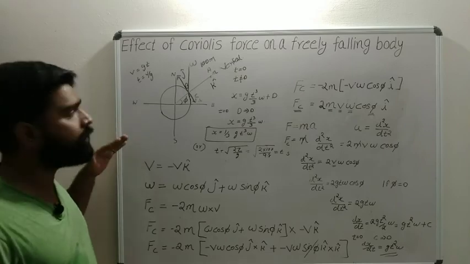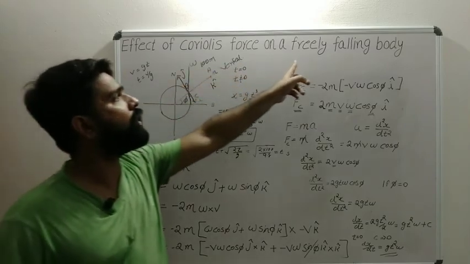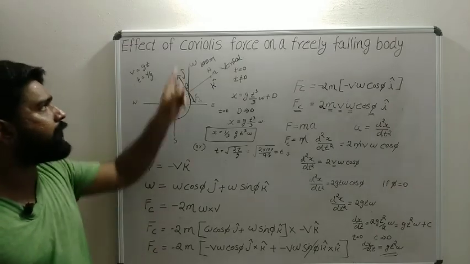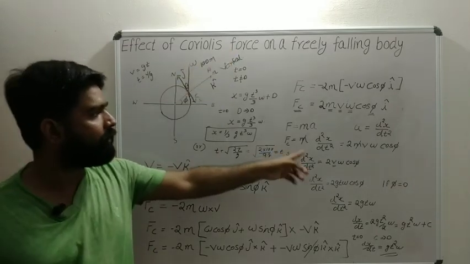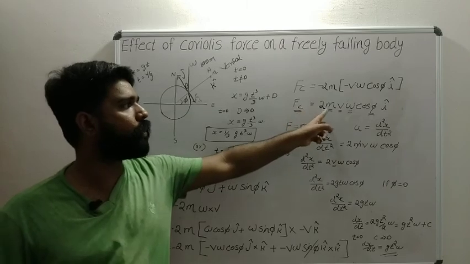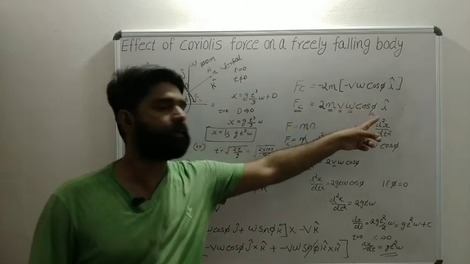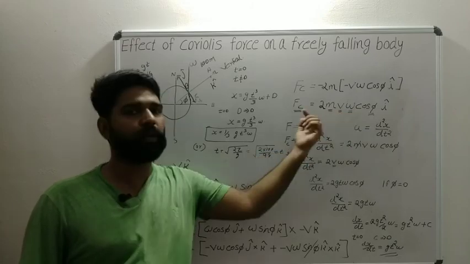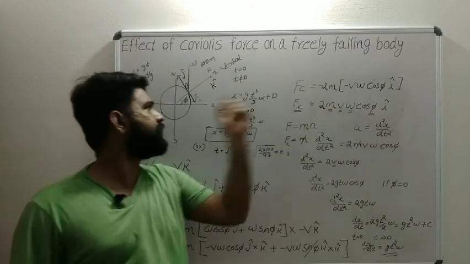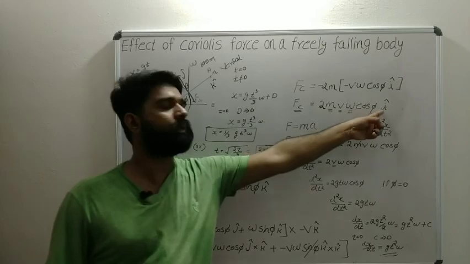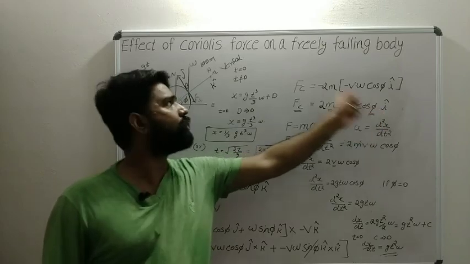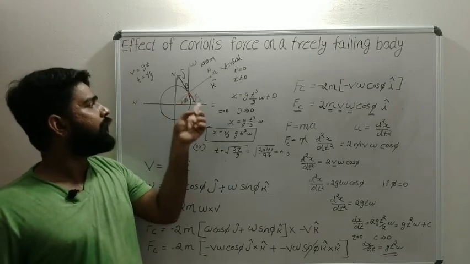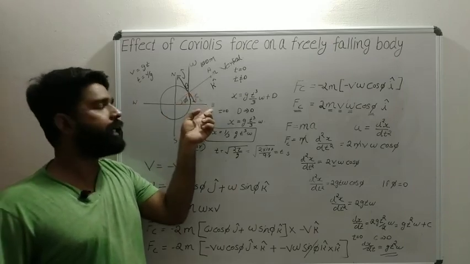Okay, so what we discussed here is the effect of Coriolis force on a freely falling body, and we derived an expression for the Coriolis force. What is Coriolis force? Fc is equal to 2 m v omega cos phi i, where m is the mass, v is the velocity, omega is the angular velocity of the earth, phi is the angle, and i represents the direction of the Coriolis force, and it is towards the east.